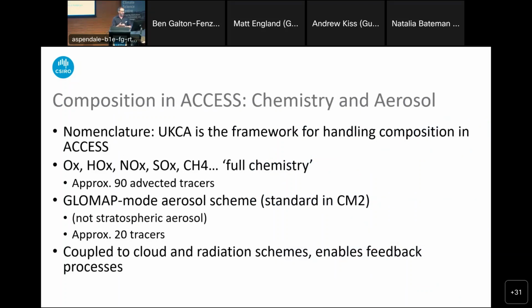It's probably worth talking about what chemistry and aerosol is, and the place to start is around some nomenclature. So UKCA is a little phrase that gets bandied around. It stands for United Kingdom Chemistry and Aerosol Scheme. And really, it's not a chemistry scheme in itself. It's the framework for doing all the composition, whether it's aerosol, whether it's the chemistry in the troposphere or the stratosphere. So we're trying to get away from using UKCA as a shorthand way of saying chemistry, because it's not really just about the chemistry.